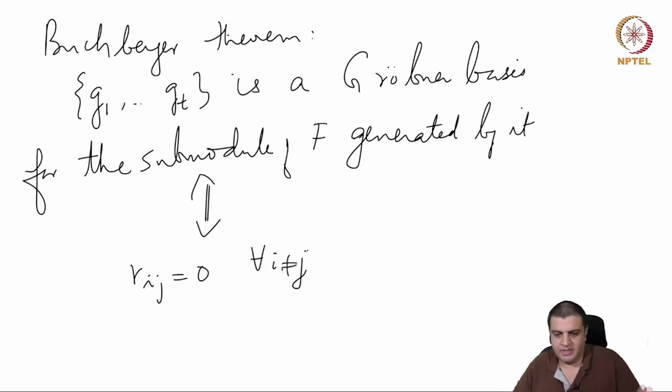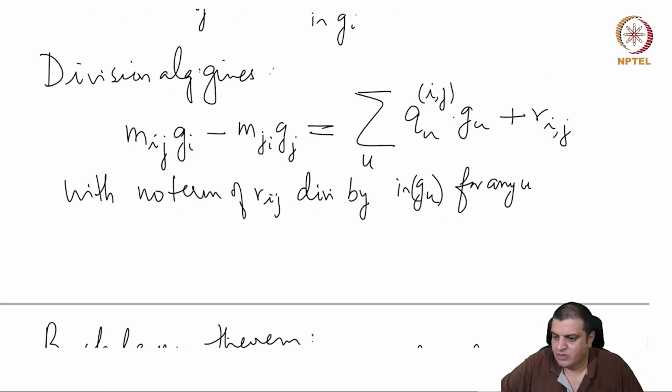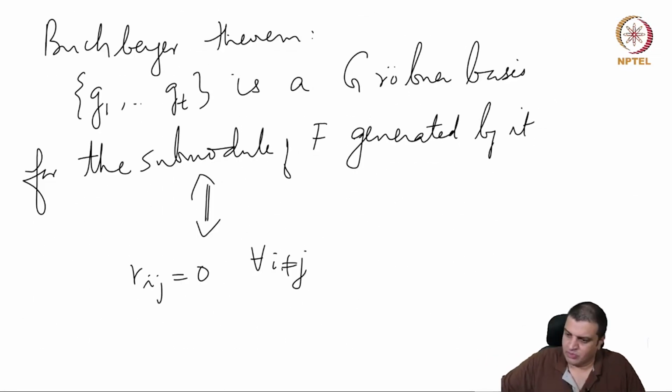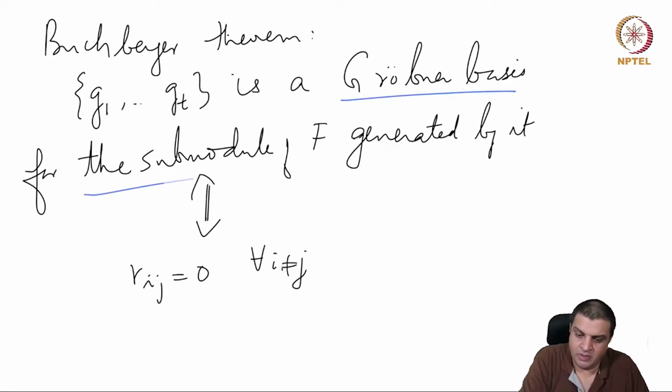We compute this and it becomes a Grobner basis exactly when this remainder is 0. If the remainder is non-zero, then we add that also to the set G, and then we redo all the calculation once more, check if there are any leftover remainders, and then we add, and so on. And what does it mean to be a Grobner basis for the submodule?